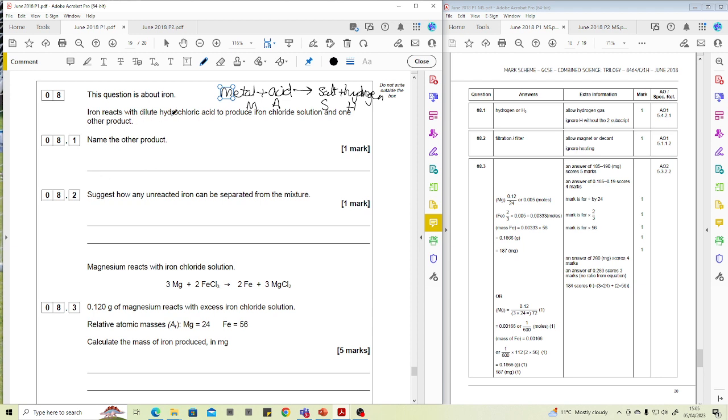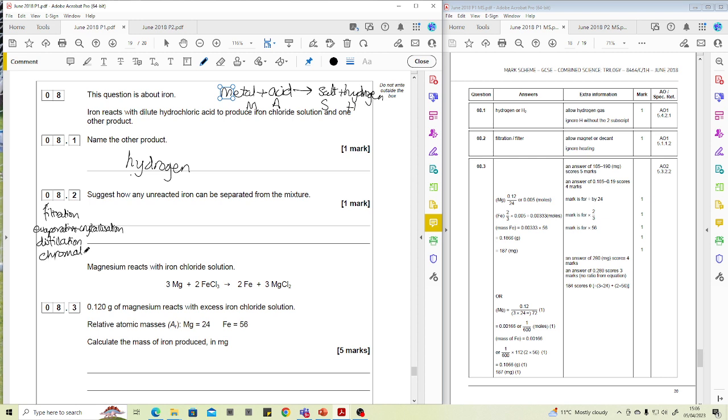Name the other product apart from iron chloride: hydrogen. How could any unreacted iron be separated from the mixture? So all the separating techniques we know, let's just write them down. We've got filtration, we've got evaporation and crystallization, we've got distillation, and we've got chromatography. Those are the 4 separating techniques we've got.